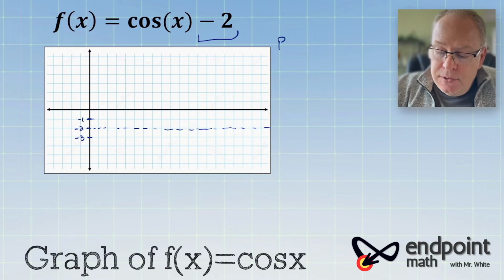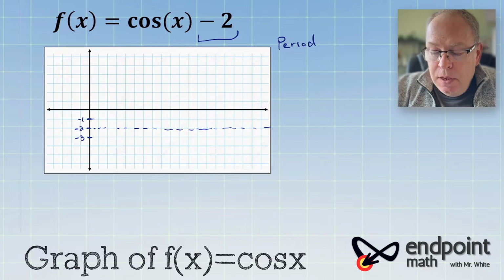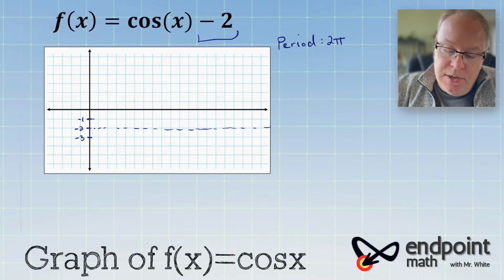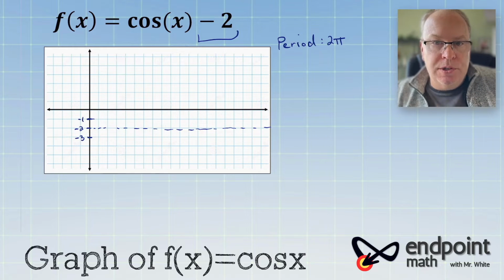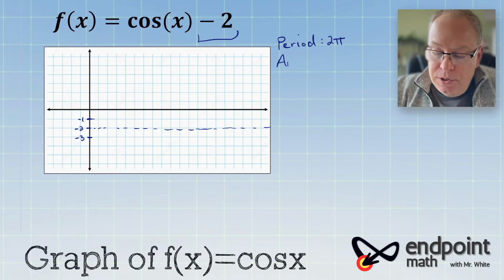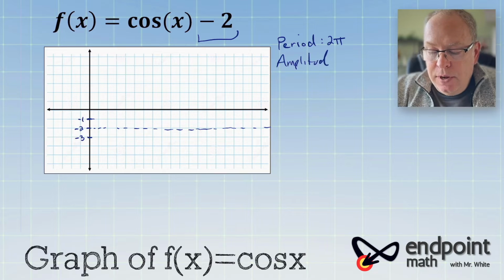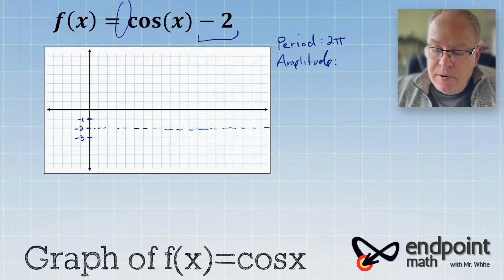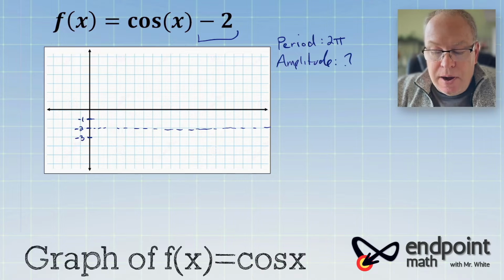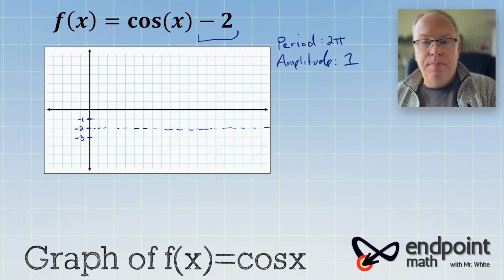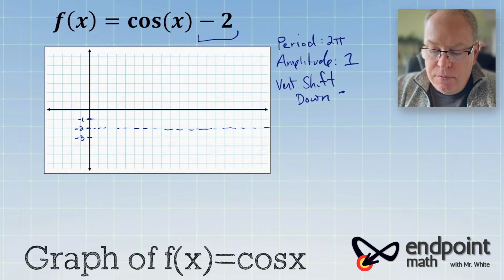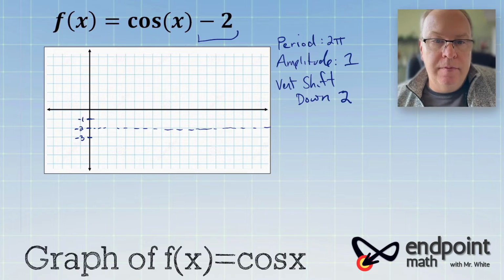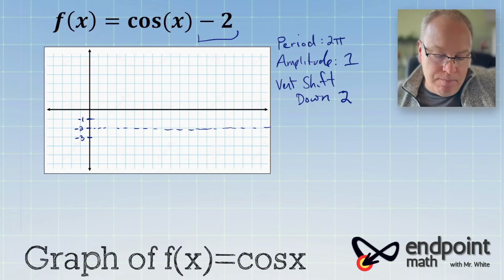Now, the period on this is still 2 pi. And the reason is because there's no extra funny business on the inside there with that x, and we'll see some of those in a sec. The amplitude on this one comes from the number out front. It's still 1. This graph is going to go up 1, down 1, folks. There is a vertical shift down by 2, and that's why we moved that dot down.